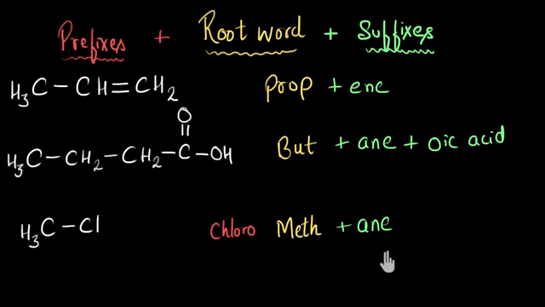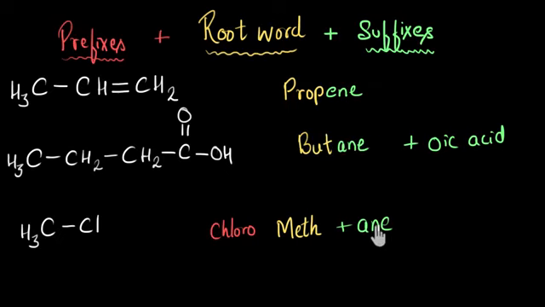Now the last thing remaining is to add all of these three names and make up a meaningful name. So first thing we'll do is add the root word with the suffix of single, double or triple bond. And that addition happens simply. Prop plus ene becomes propene. But plus ane becomes butane. And meth plus ane becomes methane.